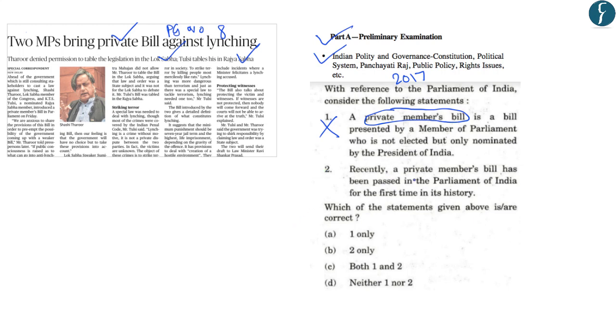Secondly, recently a private member's bill has been passed in the Parliament of India for the first time in its history. Now this statement is also wrong because 14 private members' bills have been passed since independence. So the correct answer in this case is D, neither 1 nor 2. With this, let us move on to the next article.